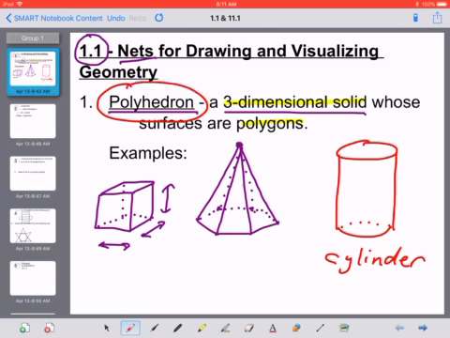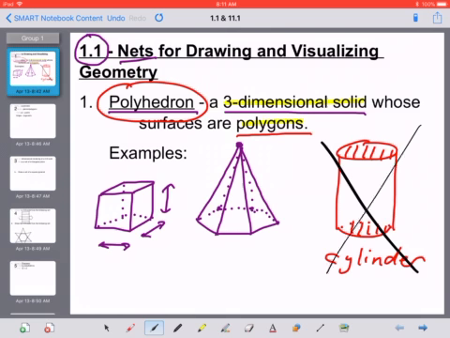It is a three-dimensional solid, but the key word here is that all of the surfaces in a polyhedron have to be polygons. And a cylinder has circles here on the top and down here on the bottom, and circles are not polygons. So a cylinder is not an example of a polyhedron. But prisms and pyramids are going to be excellent examples of polyhedra. There are others, but those are the ones that we're going to see most prominently.